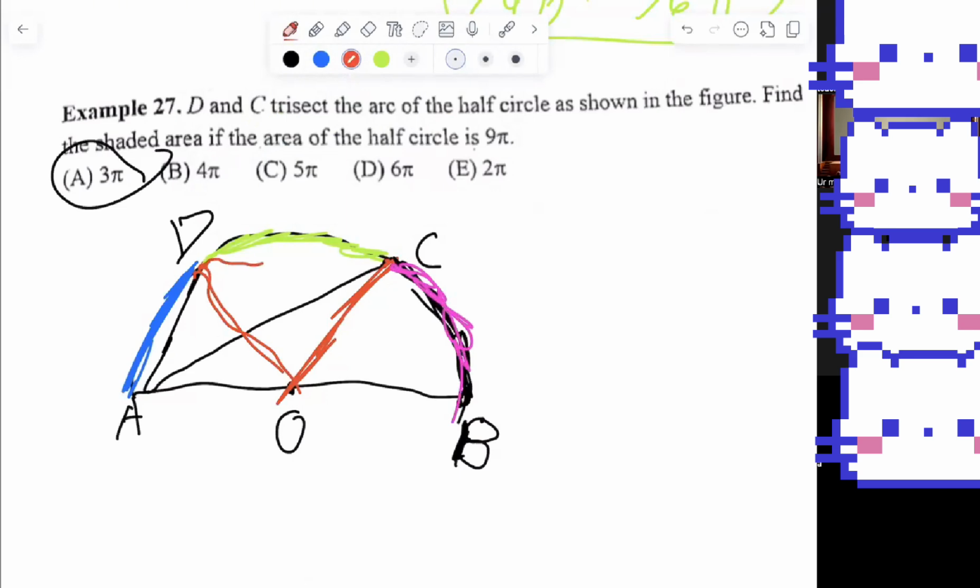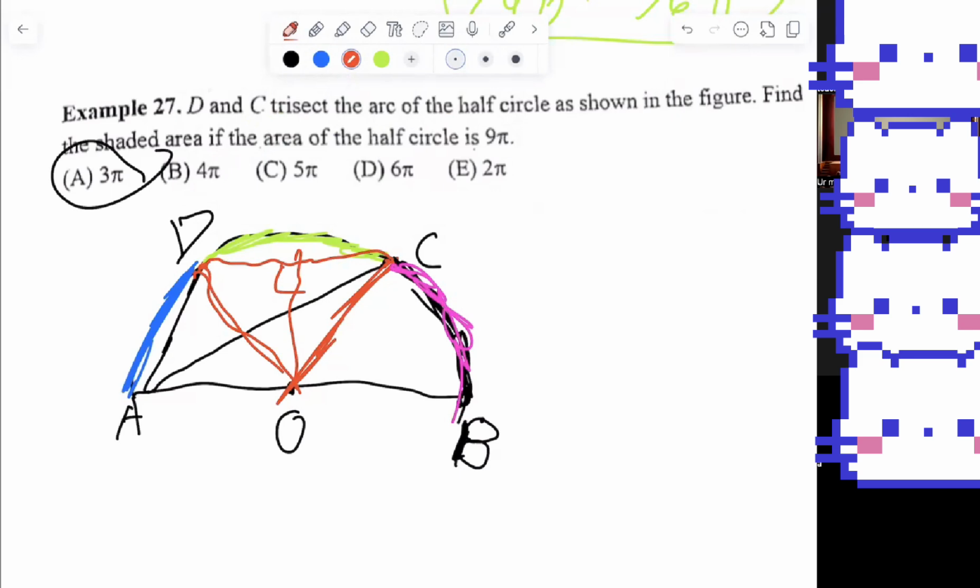You can draw the base, an imaginary base. You can extend and make a line. This over here has the same height. Notice it's the same height and the same base. So they'll have the same area.